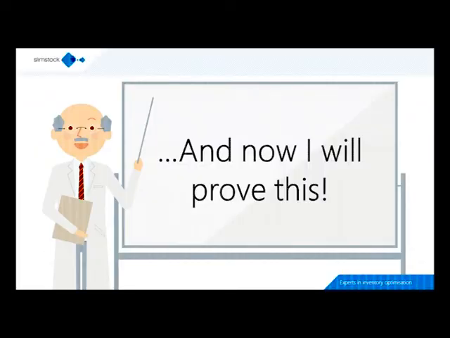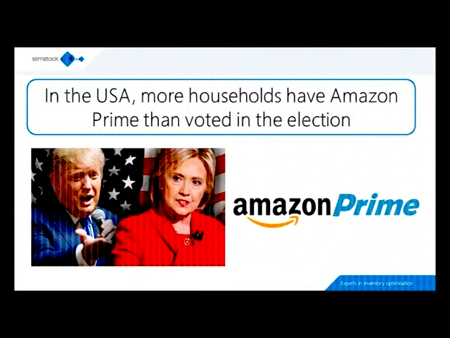And I guess I'll prove that. In the USA, more households have Amazon Prime than voted in the election. I guess that's a scary thing to think, but it's true. I guess more people care about getting a product now than what else is happening in the wider space of things.